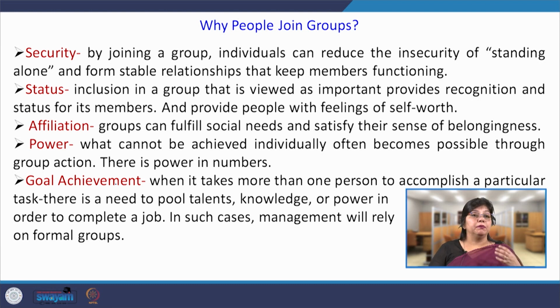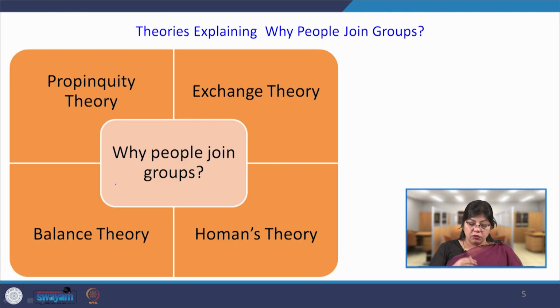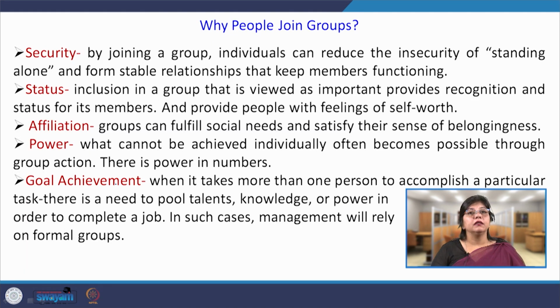That is why people join groups, to satisfy not only their professional goals, but also their psychological needs, through which they can maintain a sense of well-being within themselves. All right. This was a general discussion of why people join groups.